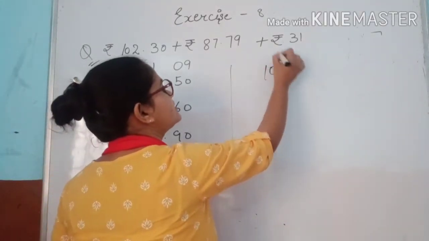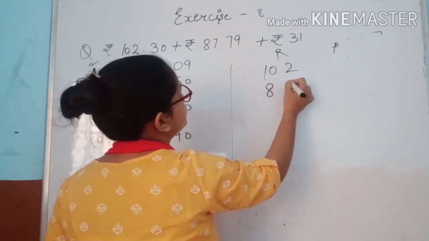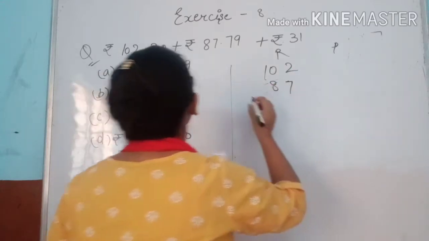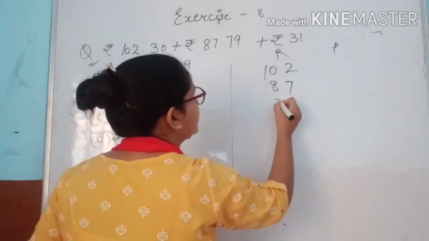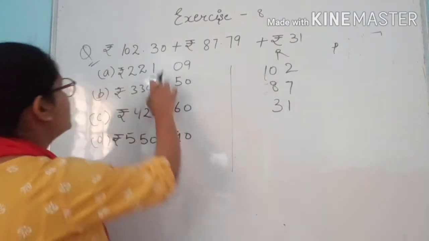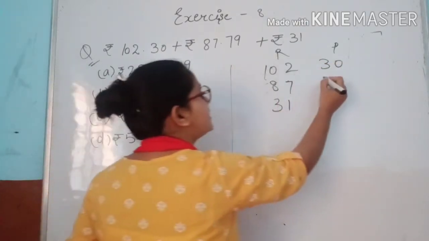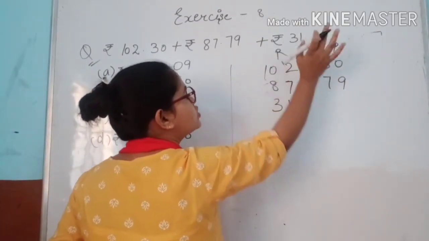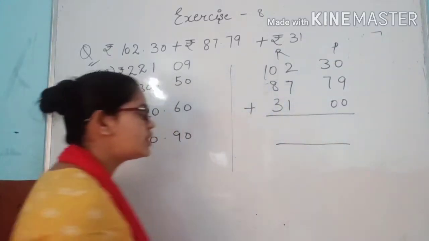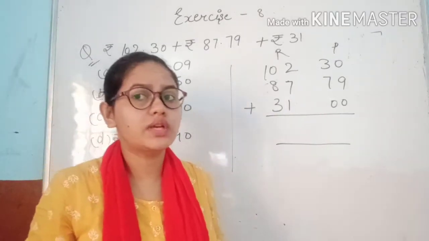So students, if you want to do it in the explanation method, you can do it simply: that is the rupee section and that is the paisa section. So 87 rupees are here, 87 will be here, and the next rupees are 31, 31 will be here. Now come to paisa. So 30 paisa, then 79 paisa, and now there is no paisa, so we will take 0 here and we have to do the addition.